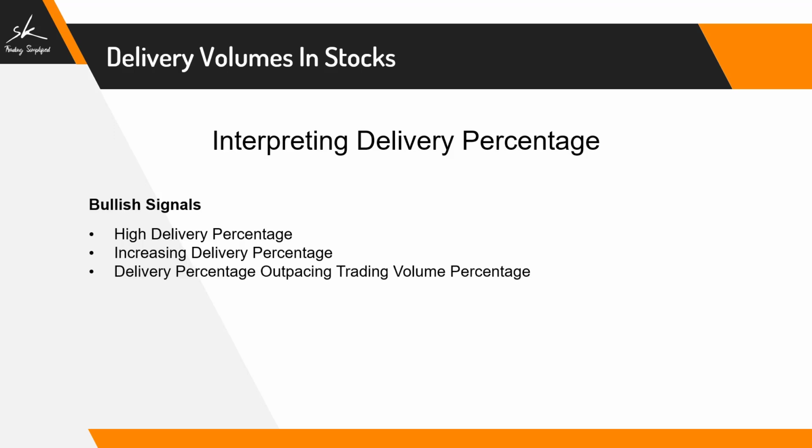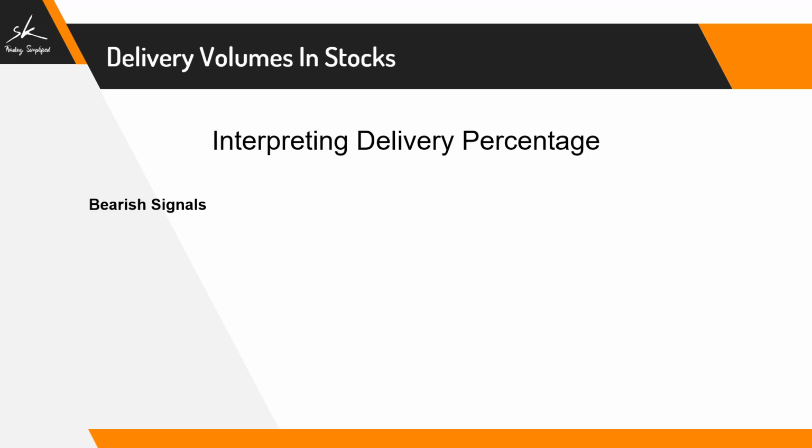When the delivery percentage is higher than the trading volume percentage, it implies that a substantial portion of trading activity is resulting in actual share ownership. This can be interpreted as a bullish signal, indicating that investors are more interested in holding a stock rather than engaging in speculative short-term trades.